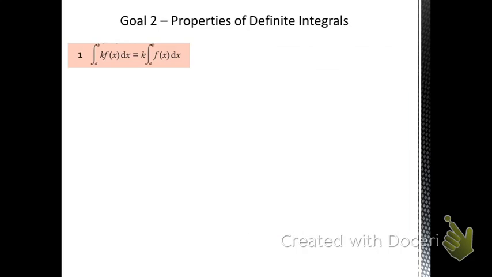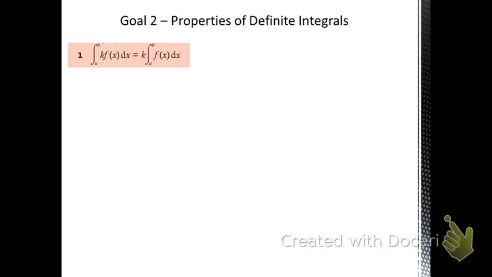Alright, the first of the properties that I just threw up on that list was this one right here. Notice this is for a definite integral, but what this property shows is what happens if you take the definite integral of some function that's being multiplied by a constant. And just as you were able to with an indefinite integral, you can move that constant to the front of the integral in order to find that antiderivative.